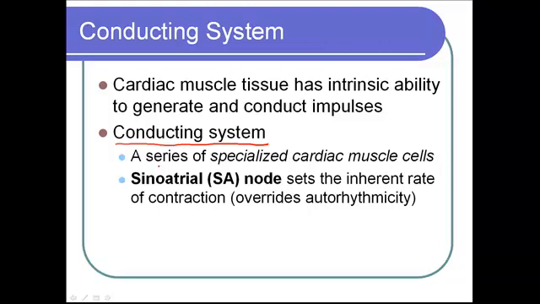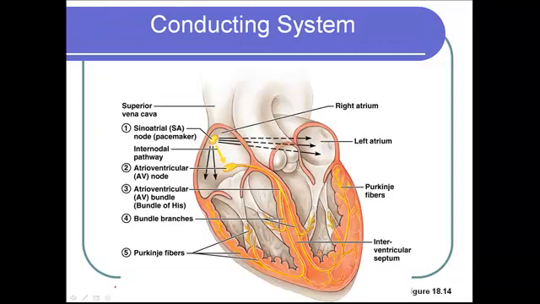So we have a series of specialized cardiac muscle cells in little bundles or nodes. The first one is called the sinoatrial node. This will set the rate of contraction. This node will be innervated by sympathetic and parasympathetic fibers, which will constantly increase and decrease the rate. The sinoatrial node is in the atrial sinus of the right atrium, right? And it's going to send out an action potential in these different directions.